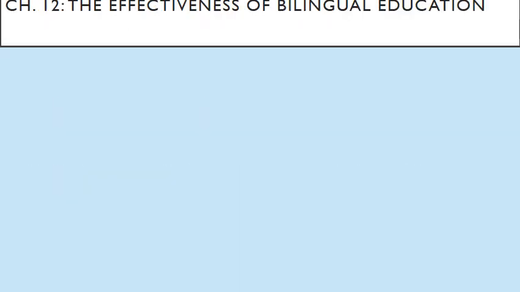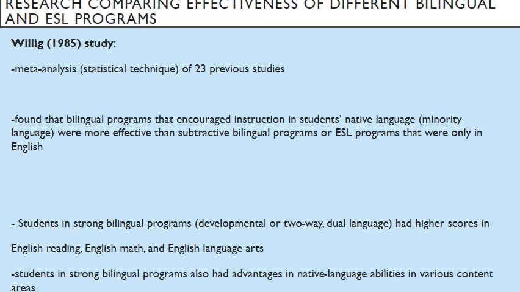Now we're going to shift to Chapter 12, the effectiveness of bilingual education. So this chapter is focusing on which bilingual programs are the most effective. Also, how do bilingual programs compare to English as a second language programs? In this chapter, you will see that countless educational research studies have supported bilingual education. And we're going to go over some of the pivotal ones in our discussion today.